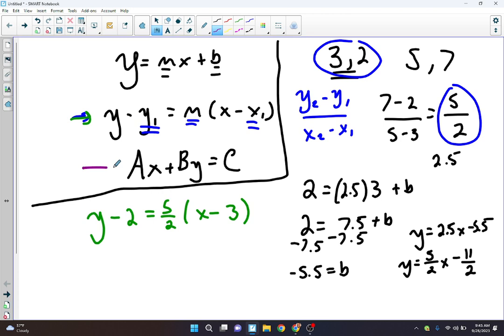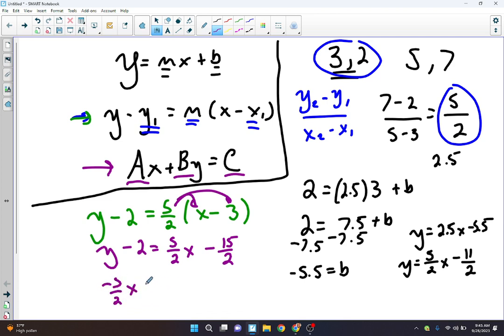If I ask you to do it in standard form, what you have to do is put it in point-slope form. In this case, we already did that. Then convert it to standard form, which has x and y on one side and a single number on the other side. So I'm going to take this 5 over 2 and distribute it. So y minus 2 equals 5 over 2 x minus 15 over 2. Then we move all the x's to one side and the y's to the other side. So negative 5 over 2 x plus y equals, adding 2 on both sides, that's 4 over 2, so negative 11 over 2.